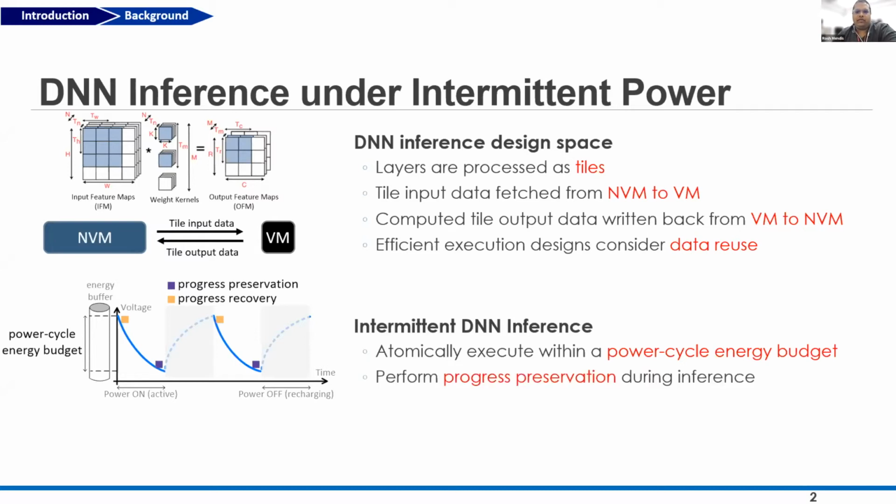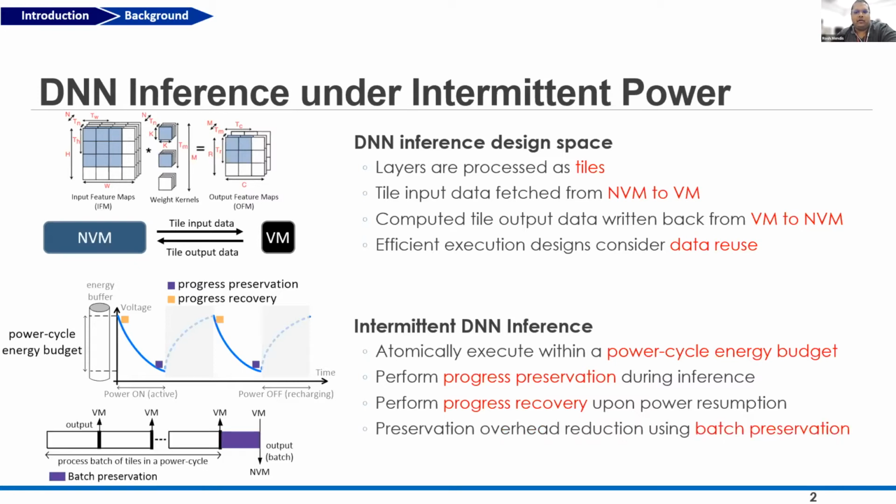So progress preservation is typically performed during inference, where progress indicators are backed up onto NVM, along with intermediate computation outputs. And upon power resumption, progress recovery is performed, where the preserved progress indicators are used to refetch the required input data and resume the interrupted inference progress. Typically, a batch of intermediate computation outputs are preserved with a single progress indicator to reduce the overhead of progress preservation.